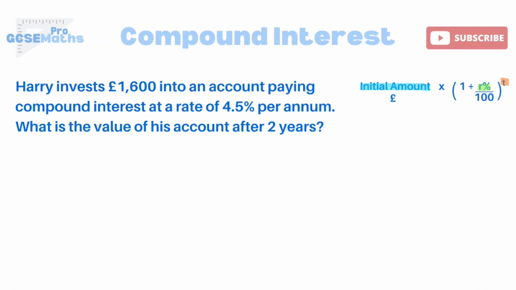So, we know we need to use our formula. I'm just going to go through and highlight. The initial amount is obviously $1,600. The interest rate is obviously 4.5%. And the value of his account after 2 years. So 2 years is the time. So what I would do, and you do have to write this down in the question, even though you're going to type it directly into your calculator, you do need to write it down to get the marks. 1,600 times 1 plus 4.5 over 100 to the power of 2. That's what you need to put in your calculator.